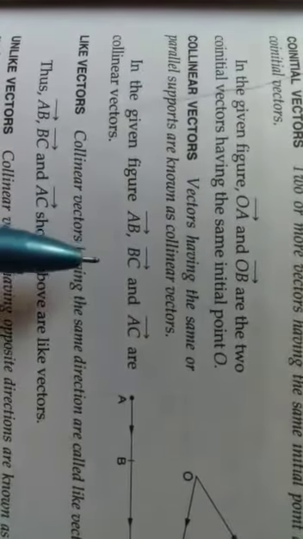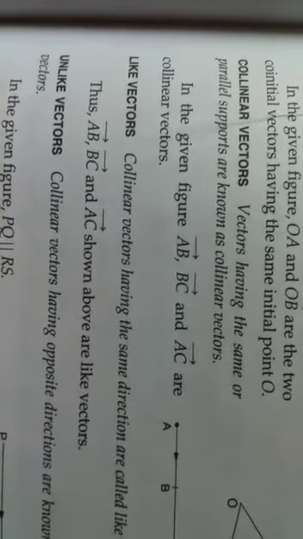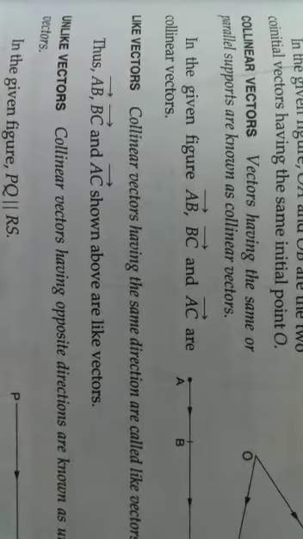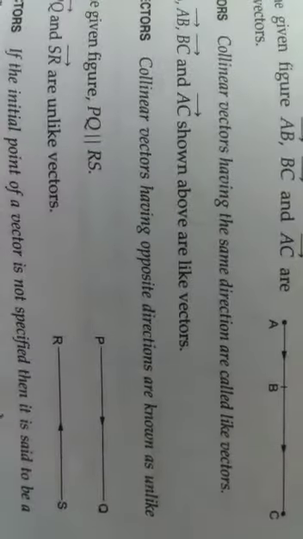Next is our collinear vectors. Vectors having the same or parallel supports are known as collinear vectors. So here you see in the figure AB, BC and AC are collinear vectors. Okay. Now, next is our like vectors. Collinear vectors having the same direction are called like vectors, and with opposite direction are known as unlike vectors. Just you see the figure.